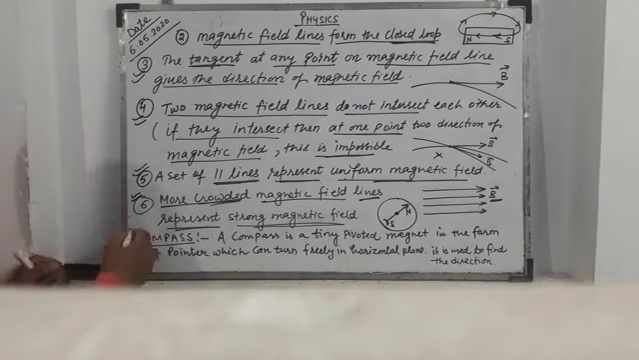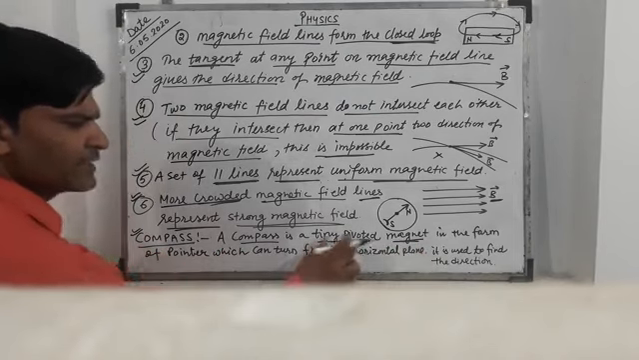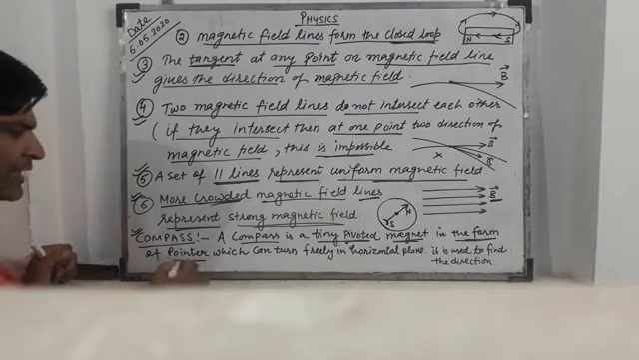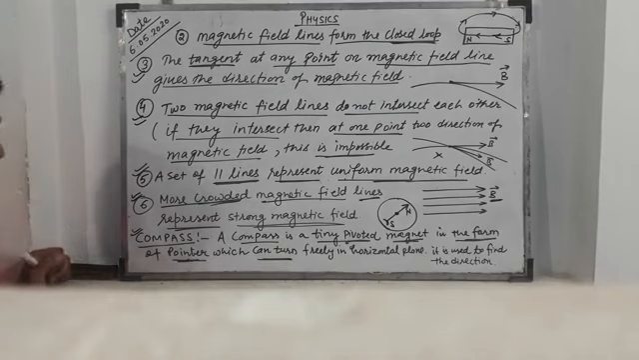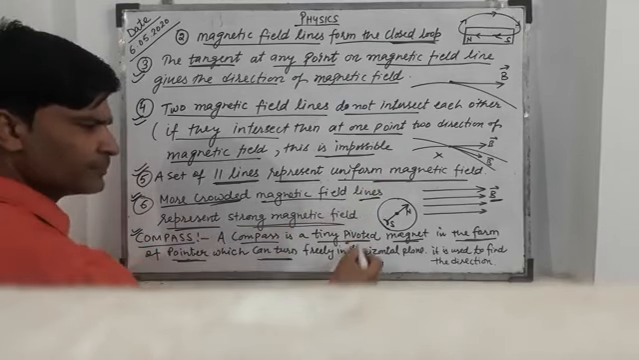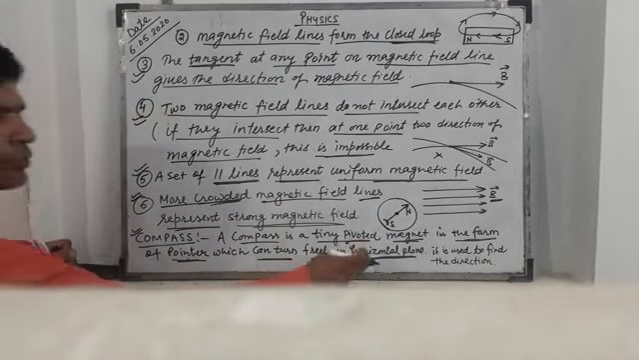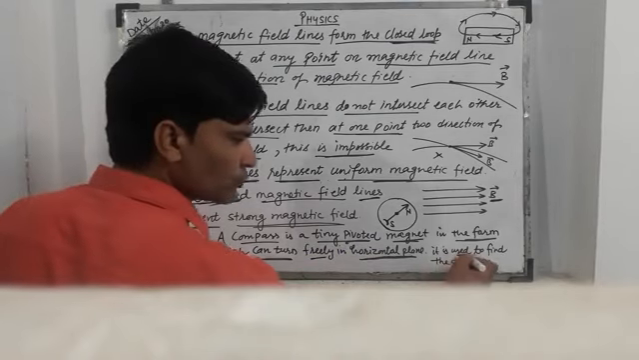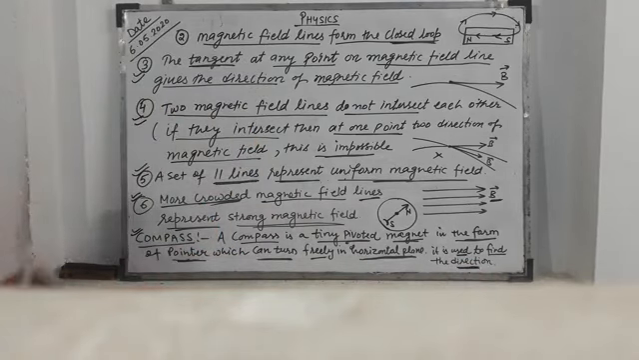Now the compass. What is a compass? A compass is a tiny pointed magnet, a small magnet in the form of a pointer, which can turn freely in the horizontal plane. It works only in the horizontal plane. It is used to find the direction of the magnetic field.